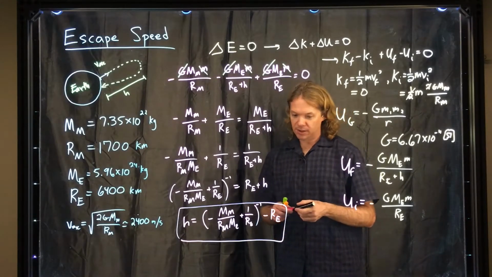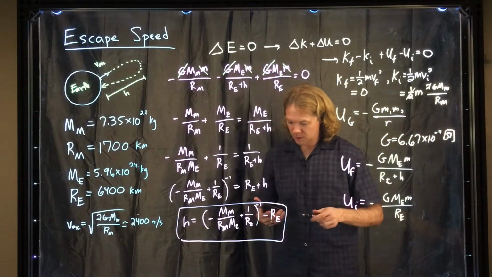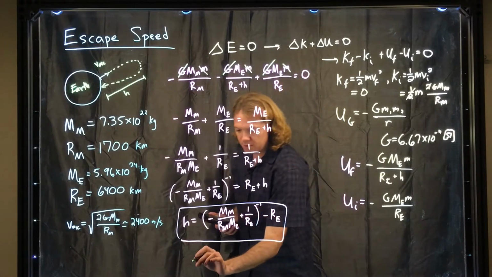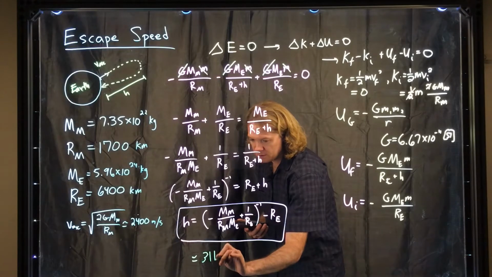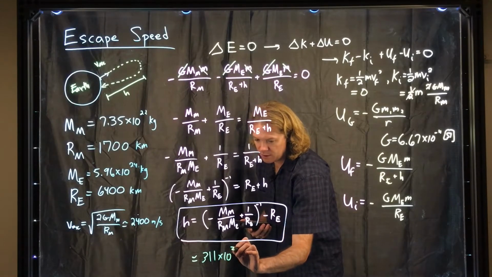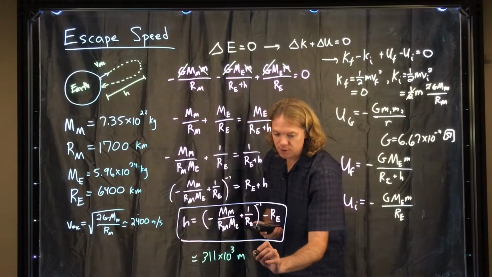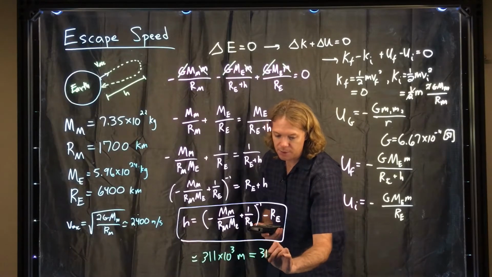So now let me get my calculator, plug some numbers in, see what we get. So my final answer is 311 times 10 to the third meters, which is, of course, 311 kilometers.